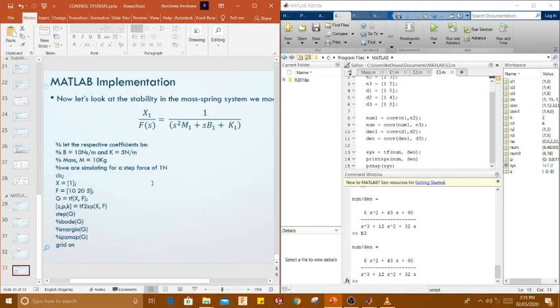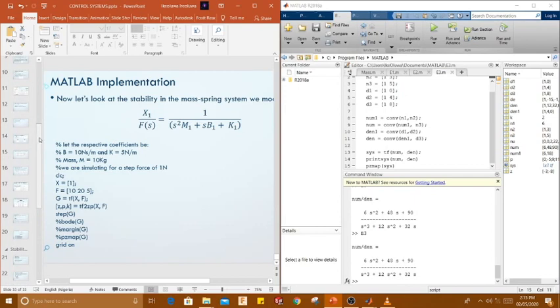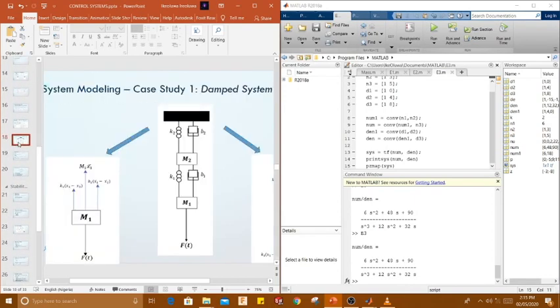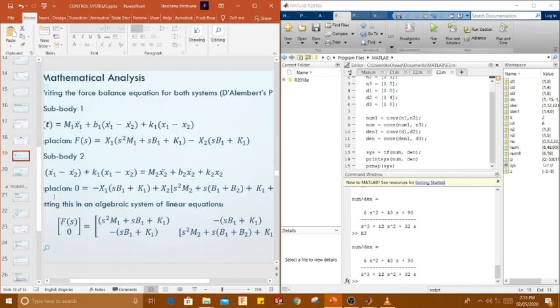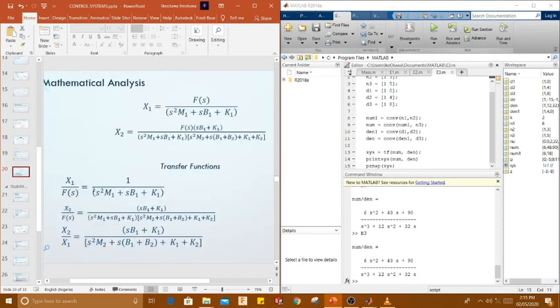Now, this looks familiar, right? Where does this appear? As we said earlier, this is the definition. Don't forget this. And then we had this, and then finally we had this. This is the response of mass M1 relative to the impulse force F. It's given by this transfer function. Now, I want to see the stability of the response with respect to the input F of s.